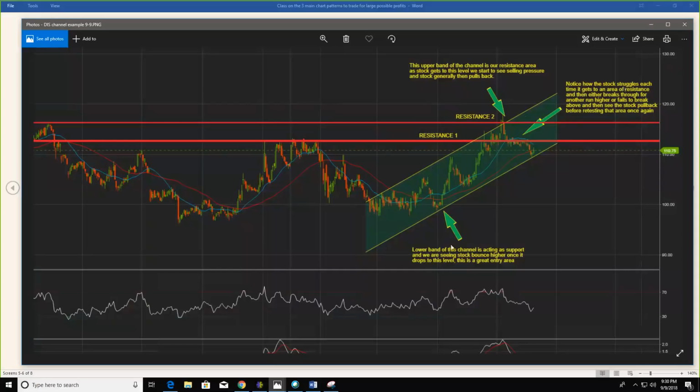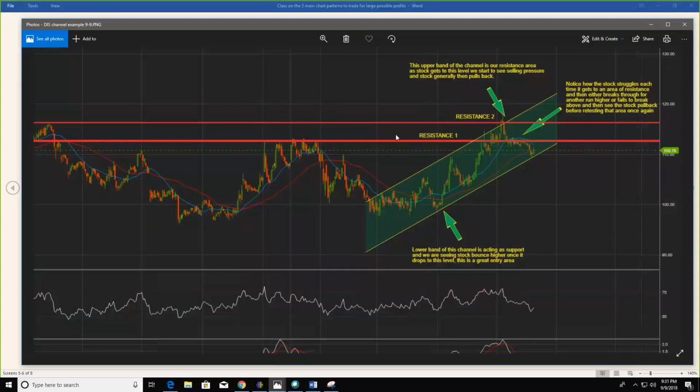As you can see here, this upper band of the channel is our resistance area. As the stock gets to this level, we start to see selling pressure and the stock generally pulls back. And the lower band of this channel is acting as support. We are seeing the stock bounce higher once it drops to this level. This is an area of entry. This is a great entry area. So right now Disney's at this lower band, this is a great entry for Disney, and then you're looking to sell it. Well, let's go over this first before I jump the gun here.